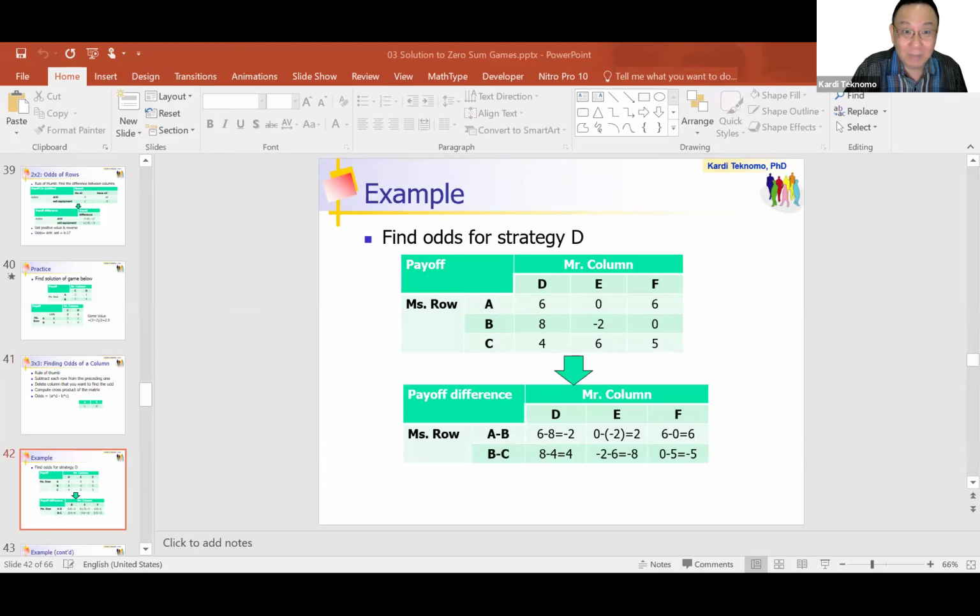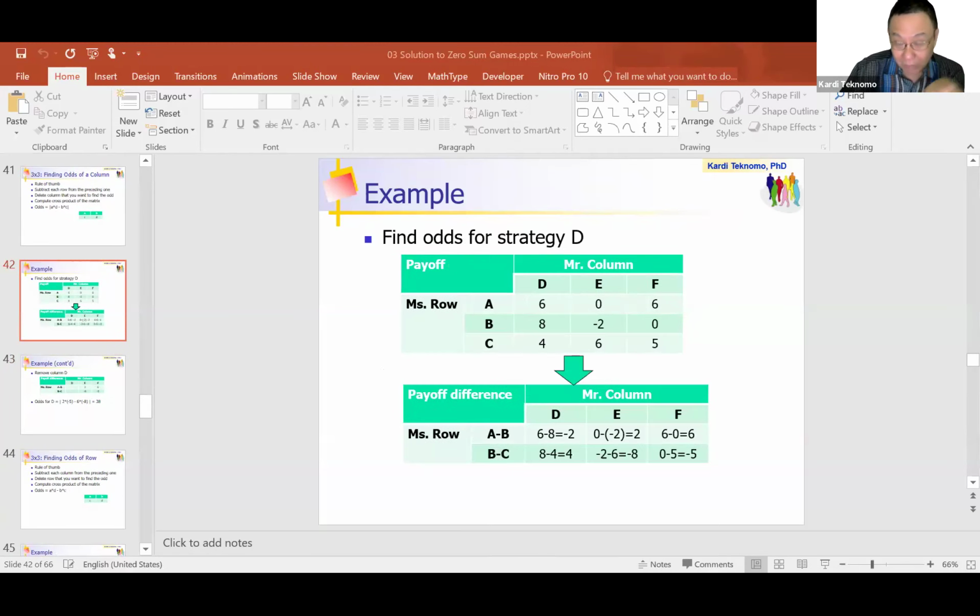The same thing as an example. Say you want to find the art for strategy D. So what you will do, you get the difference. Again, this is for 3 by 3 only. So that means A minus B and then B minus C. Is it clear? Okay. Now you want to find the art for D, right? So in that case, you remove D.